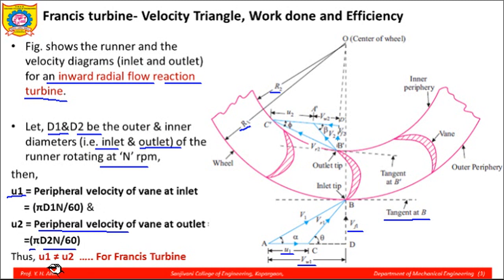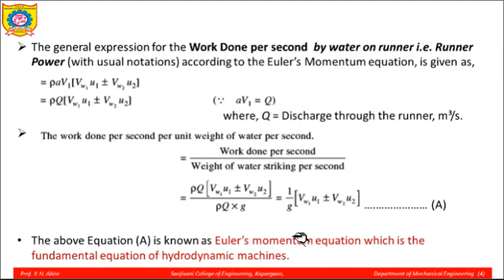So you can note here for Francis turbine, U1 is not equal to U2. Okay, this is very important. Unlike Pelton turbine where U1 is always equal to U2. In a Francis turbine, U1 and U2 are different because the radii are different at the inlet and outlet tips of the vanes.